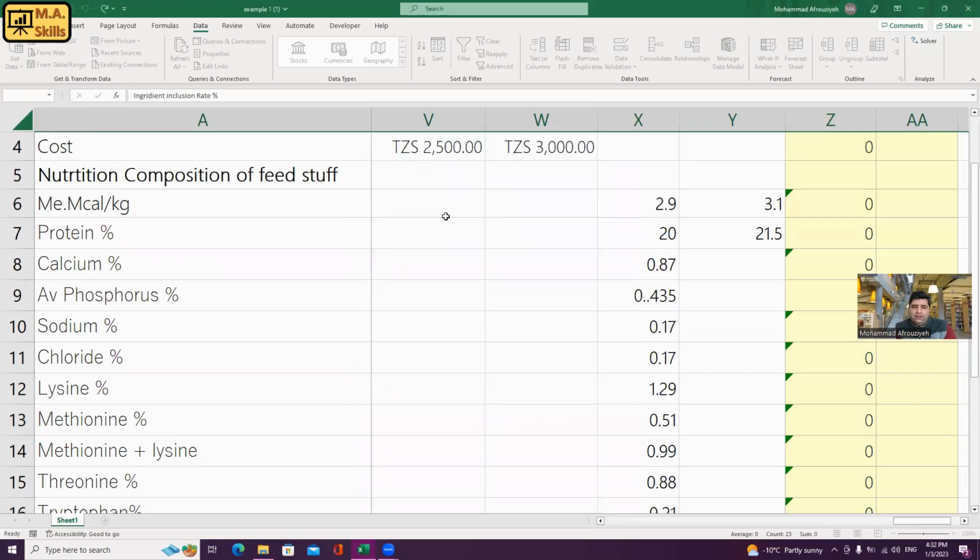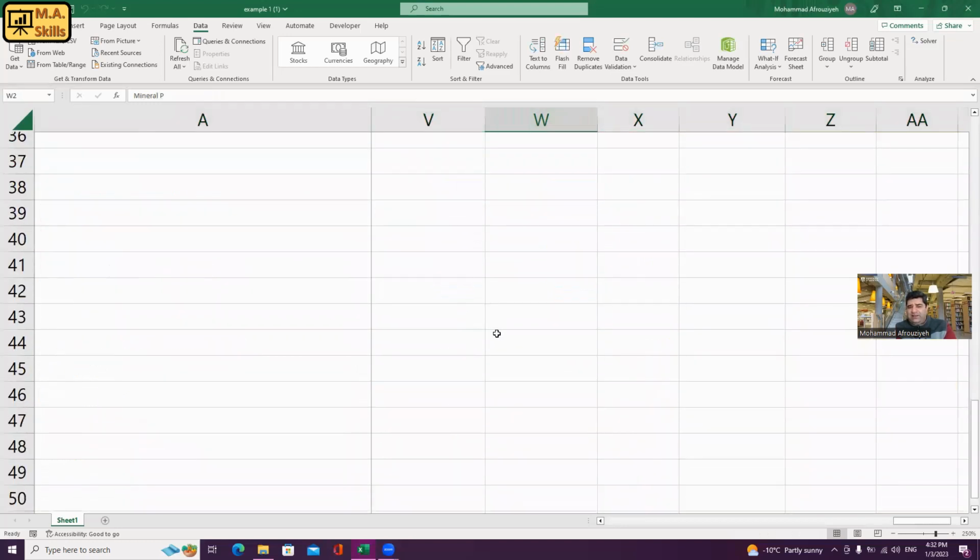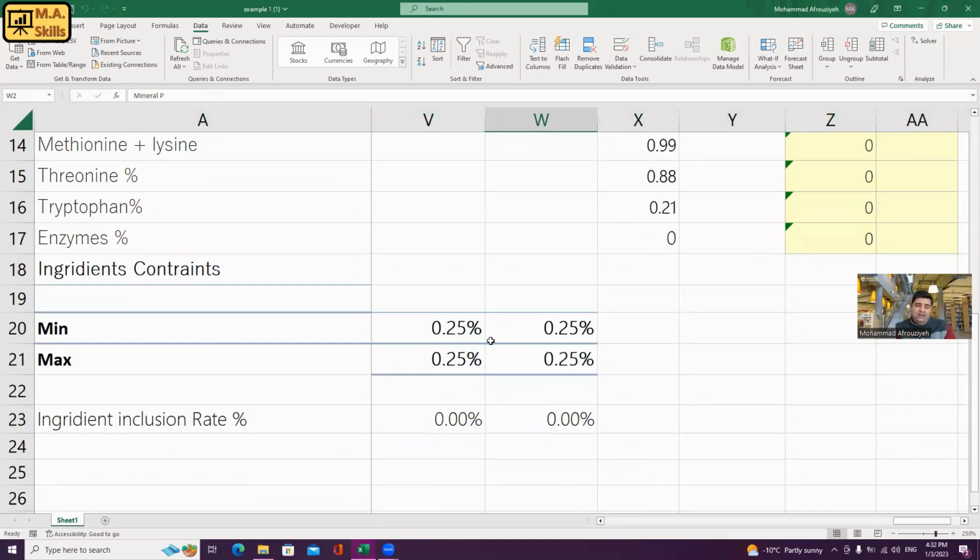If you look here, V is vitamin premix and W is mineral premix. And I have talked about this in that instructional video about least cost feed formulation, because we want to use vitamin premix and mineral premix exactly at the rate of 0.25%. So that's why we really need to put the inclusion rate of vitamin premix and mineral premix exactly equal to 0.25% or 2.5 kilogram per ton.